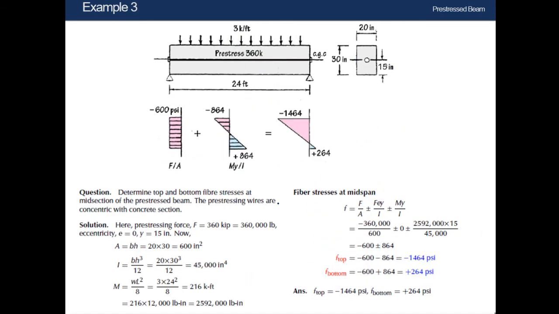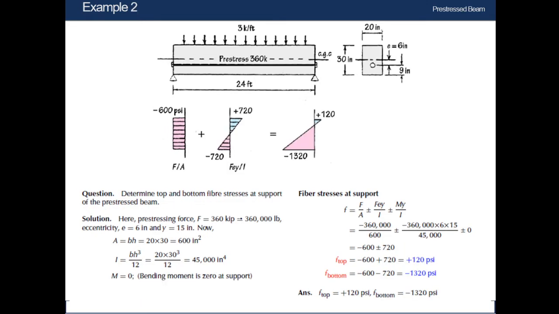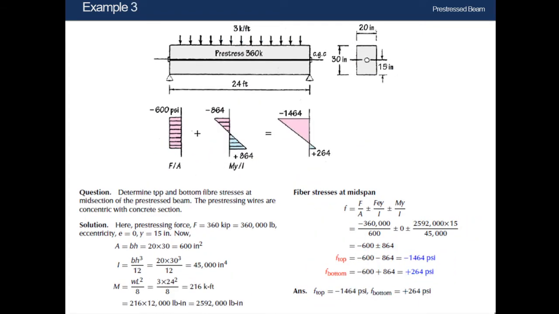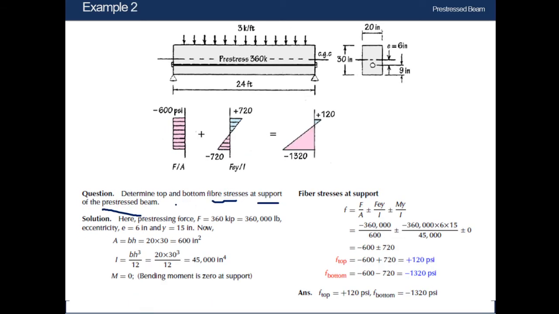Example 2 and 3 are almost the same, exactly the same. The difference is these two are much easier than the first one. In example 2 we are asked to calculate top and bottom fiber stresses at the support of the pre-stressed beam, and in the previous example we were asked to calculate it at midsection. For midsection, the formula of moment is WL square by 8 for a uniformly distributed load. And as in example 2 we are asked to calculate the bottom fiber and top fiber stresses at support, we need to calculate the moment at support first, but we know that at support the moment will always be 0.